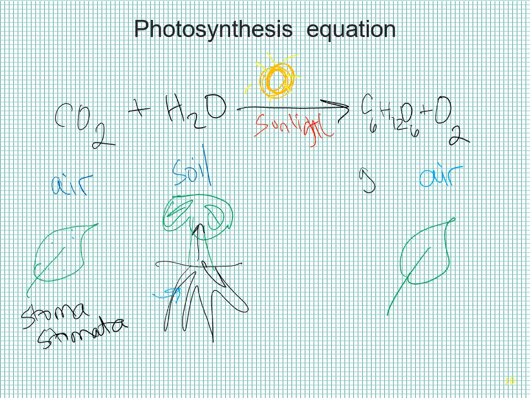So remember, this is glucose, so we can use it, or we could store it, and the plant will make long chains of glucose, which is starch, which they could take down and put into their roots and use later. So it can store as starch, which is chains of glucose.